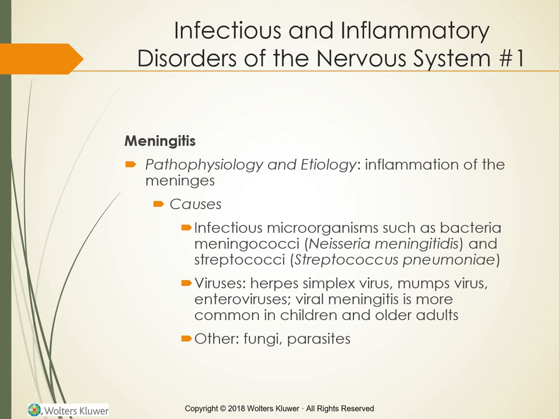Pathophysiology and etiology. The most highly contagious and potentially lethal form of meningitis is caused by either of two bacteria: meningococci, Neisseria meningitidis, and streptococci, which is Streptococcus pneumoniae. Meningococcal meningitis usually affects school-aged children, young adults, and immunosuppressed people. Viruses such as herpes simplex virus, mumps virus, and enteroviruses, which are common intestinal viruses, can cause viral meningitis, a milder form of the disease. Viral meningitis is more common in children and in older adults.